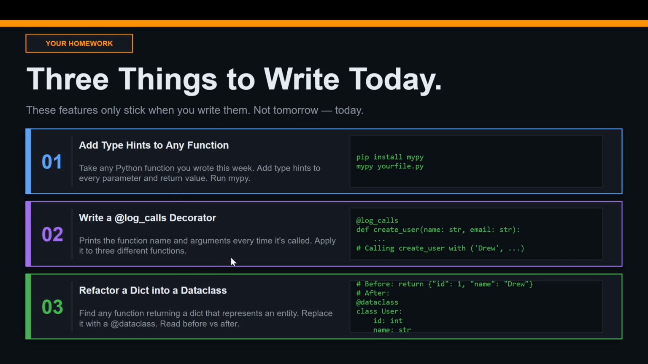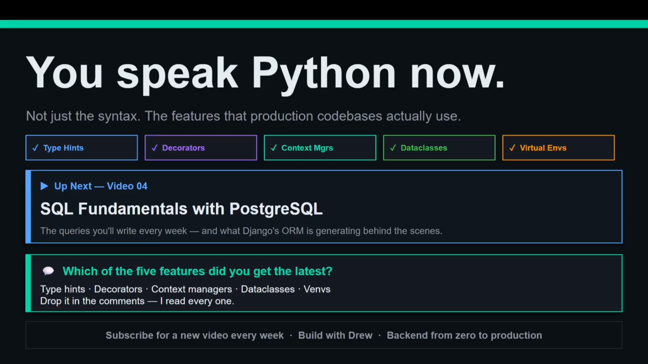Then refactor a dictionary into a class. Find any function returning a dictionary that represents an entity, then replace it with a dataclass and run it before and after. Don't forget to do this and make sure it's all right. Now you understand more about Python, and you can dive into backend development with Python, now that you've learned typing, decorators, context managers, dataclasses, and virtual environments.